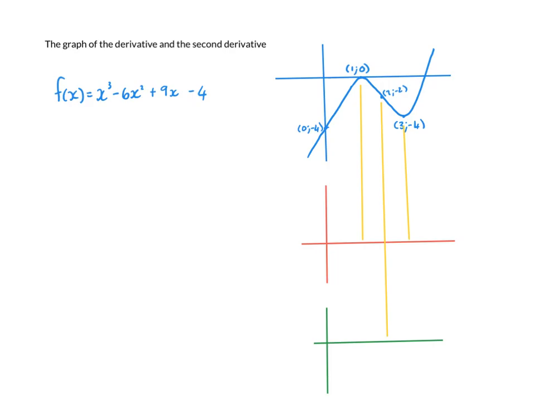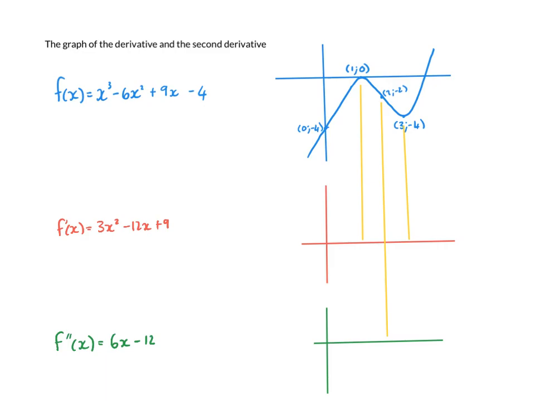Here I've got the equation of a cubic graph. I've also drawn the graph. You can clearly see the stationary points when x is 1 and when x is 3. And also you can see the inflection point when x is 2. The equation of the first derivative is going to be 3x squared minus 12x plus 9. And the equation of the second derivative will be 6x minus 12.